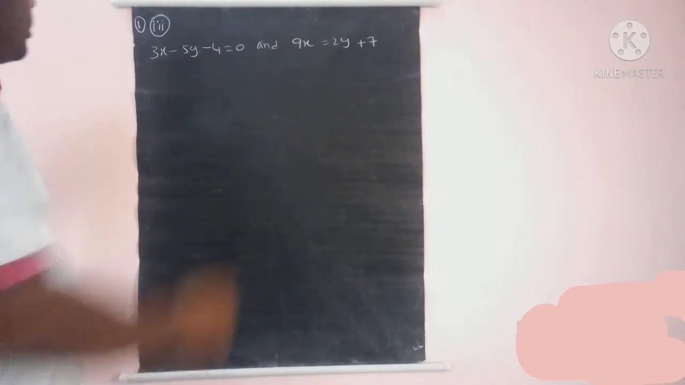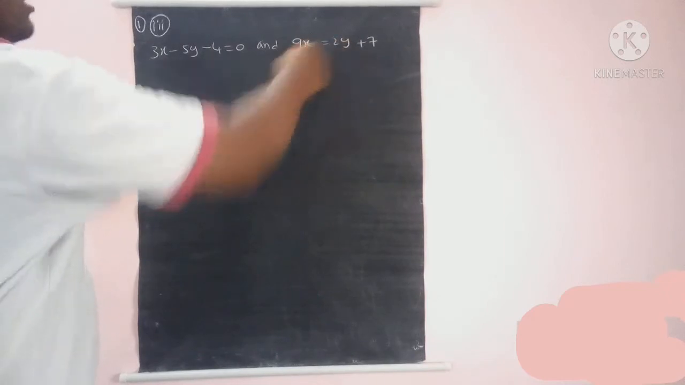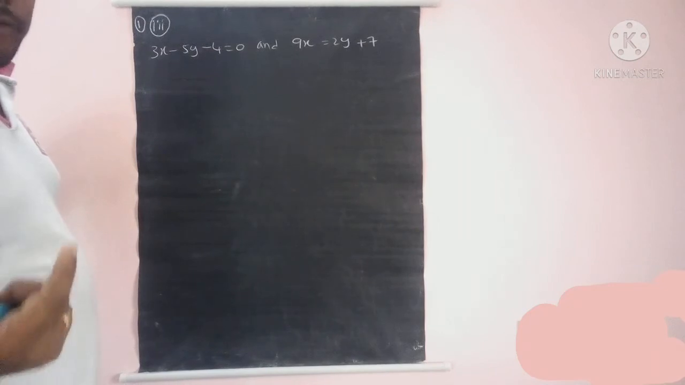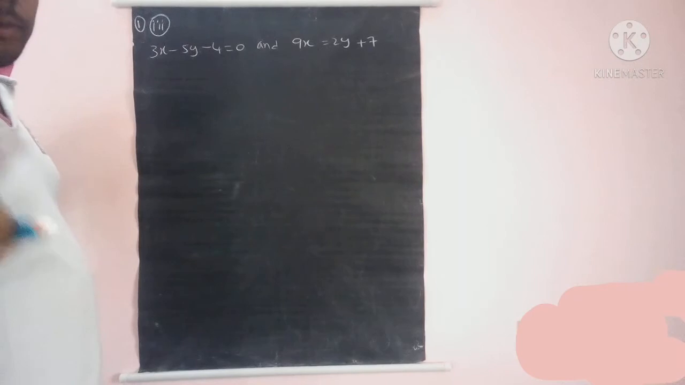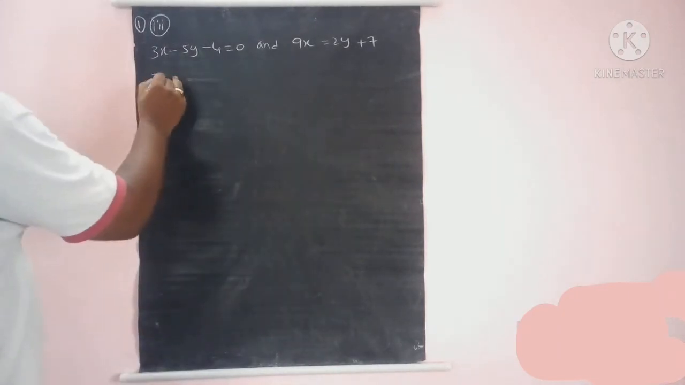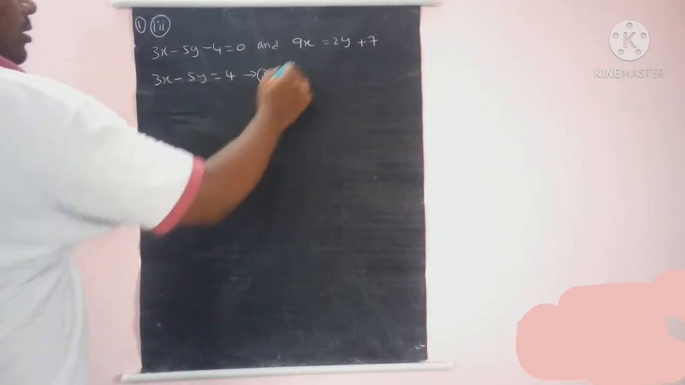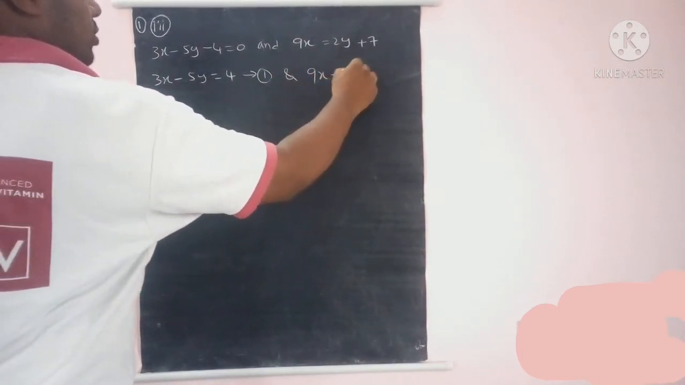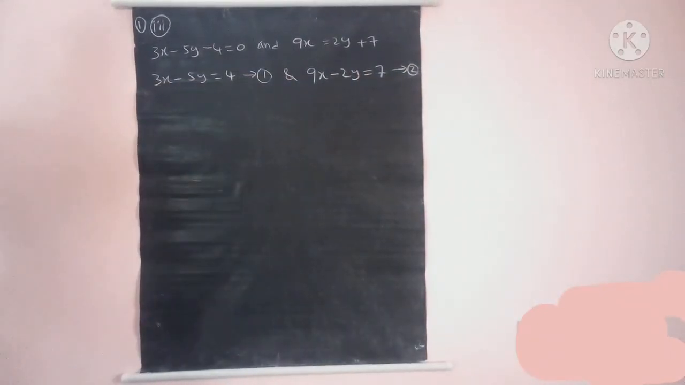So next question, 3x minus 5y minus 4 equals 0 and 9x equals 2y plus 7. First of all, follow one standard format. Always try to write in the form of ax plus by equals c. Then it will be easy to solve. So 3x minus 5y equals 4. Let it be 1. And 9x minus 2y equals 7. Let it be 2. It's in the standard format.